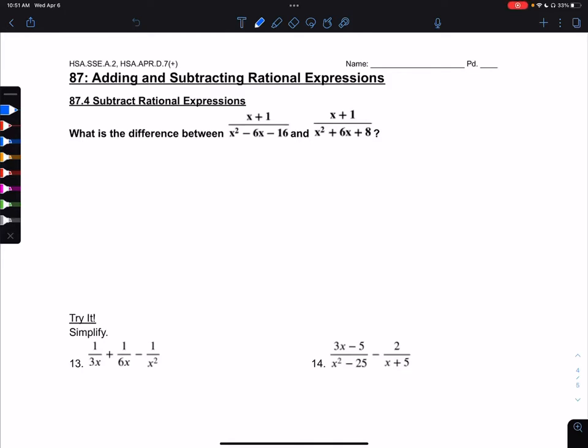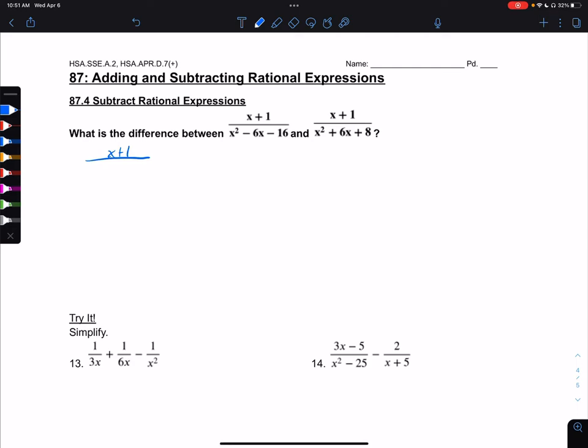In this video, we're going to look at topic 87, example 4, subtract rational expressions. So what is the difference between the quantity x plus 1 over the quantity x squared minus 6x minus 16 and the quantity x plus 1 over the quantity x squared plus 6x plus 8? So let's get started on this and let's turn this into a subtraction problem.